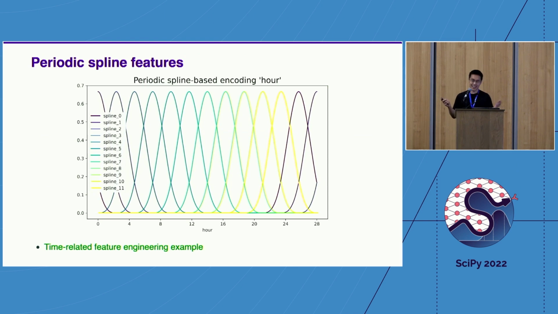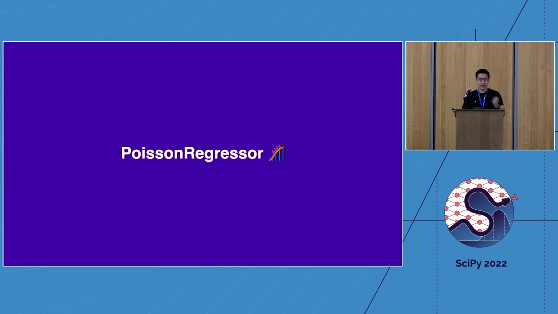All right, so that's how we're going to pre-process the data. I'm going to only use this for the linear models. The tree-based models don't need the pre-processing we talked about. So let's look at the linear model. We have the Poisson Regressor.